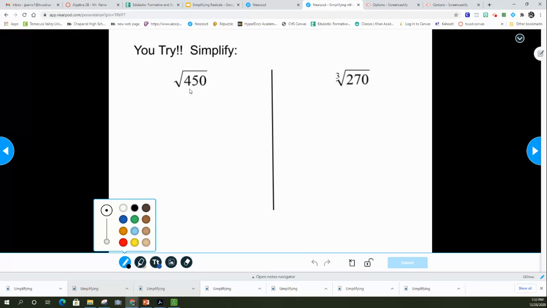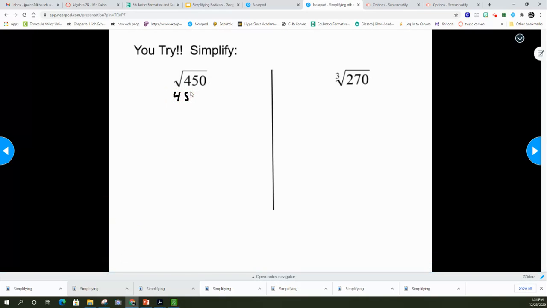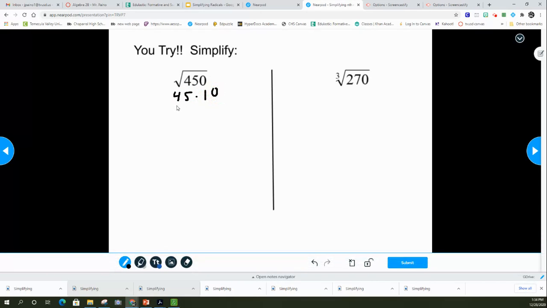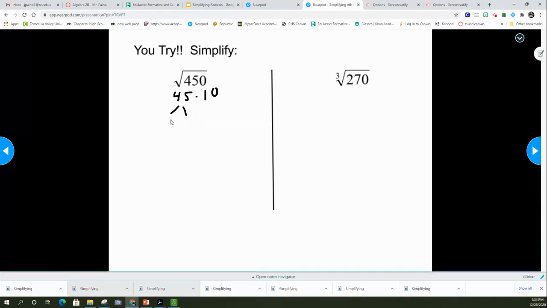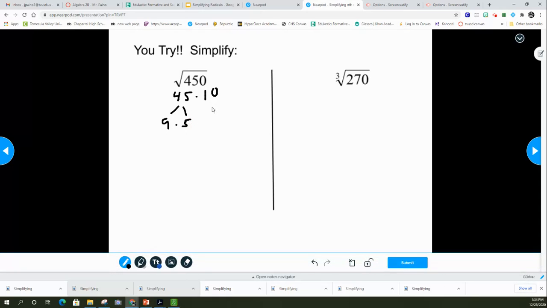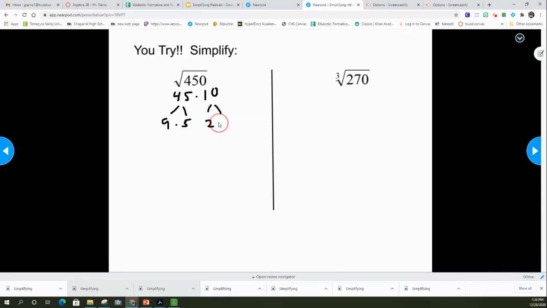Okay, so I'm going to use the prime factor tree. So it ends in a 0, so let's go 45 times 10. And neither one of those are perfect squares, right? So we just got to keep going. So 45, okay, is going to be 9 times 5. 10 is 2 times 5. And then 9 is 3 times 3. So this prime factor tree, okay, is going to be 2 times 3 times 3 times 5 times 5.